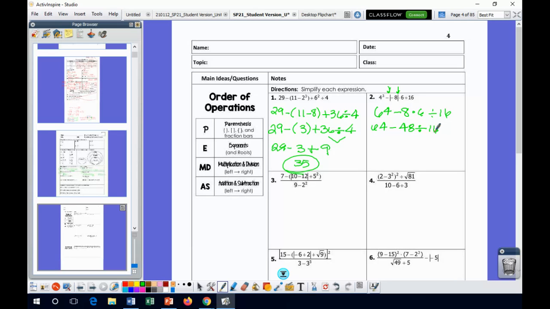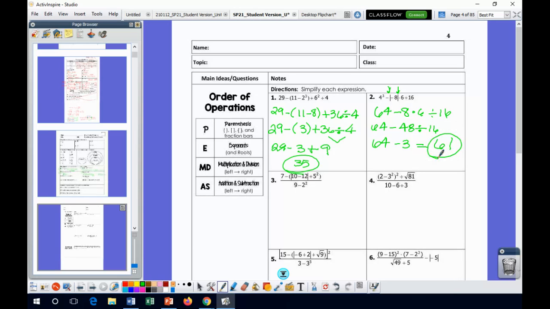And you use the division. What is 48 divided by 16? Negative 48 divided by 16. 3. Don't count it as negative yet, because that's the subtraction sign. Yeah, it's 3. So then 64 minus 3 is equal to 61. There you go.